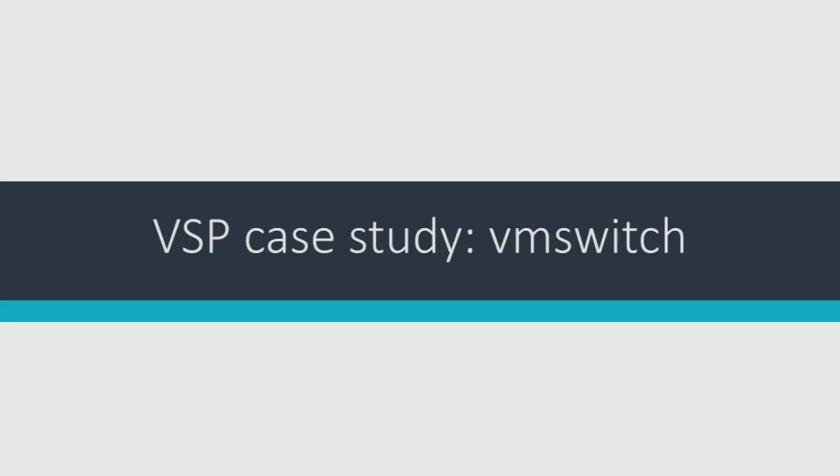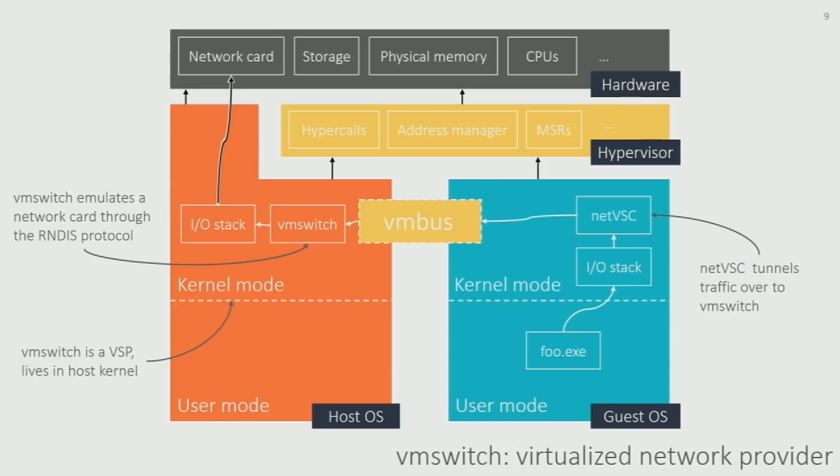And this component is VM switch. VM switch is just the VSP that provides network access to the guest. There's really nothing fancy here. It's basically the same diagram I was showing you earlier, except that VM switch is going to be accessing the network card instead of the hard disk.